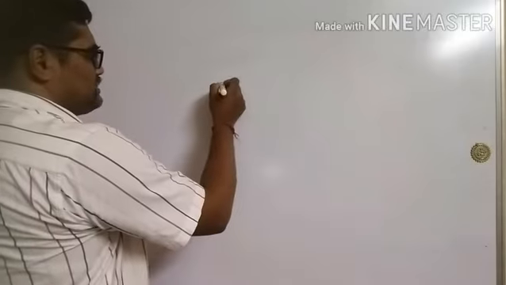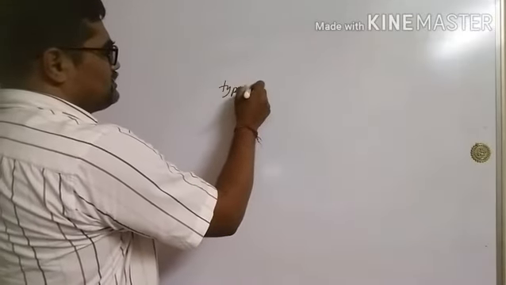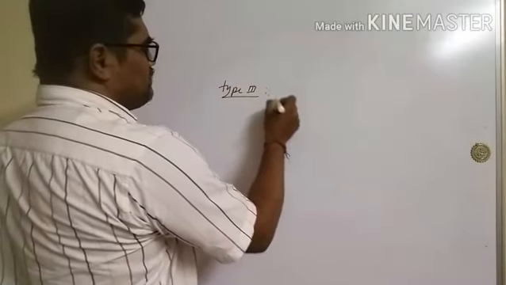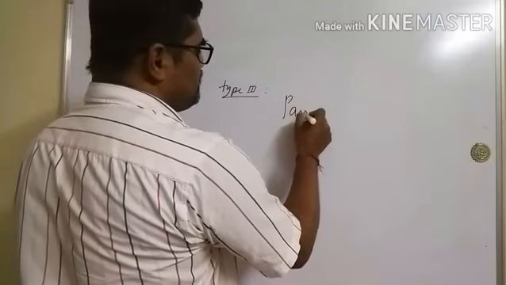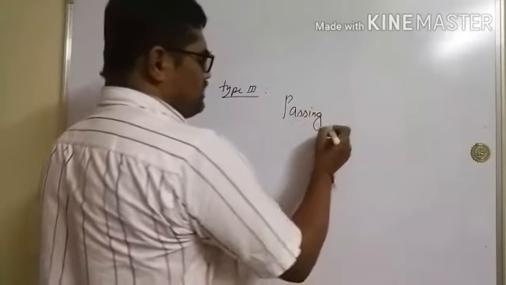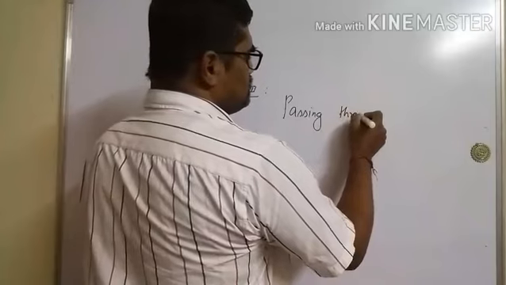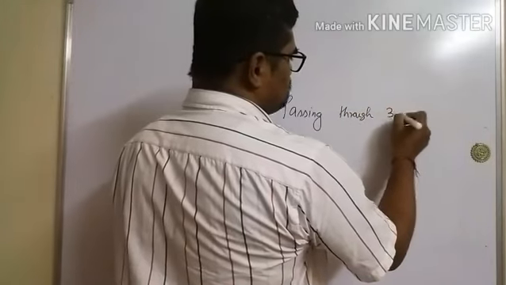So third has a very small requirement, type 3, passing through 3 points, right? Equation of plane passing through 3 points, right?